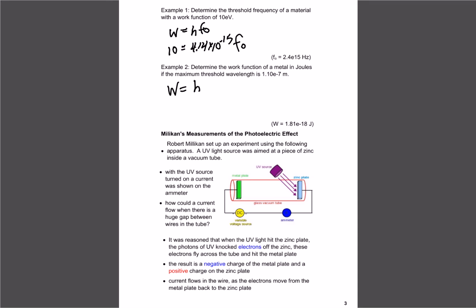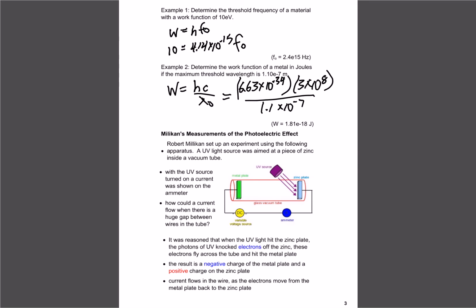Next example, it's asking what's the work function if the maximum wavelength is 1.1 times 10 to the negative 7. So we'd use hc over lambda instead of hf. We do the same thing. This time it's in joules, so let's use our h in joules times the speed of light and divide by 1.1 times 10 to the negative 7, and that'll give us our answer, 1.81 times 10 to the negative 18. So pretty easy formulas in terms of dealing with work function, threshold frequency, threshold wavelength, whichever.